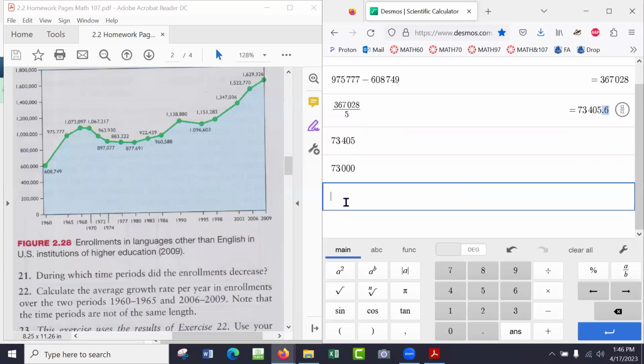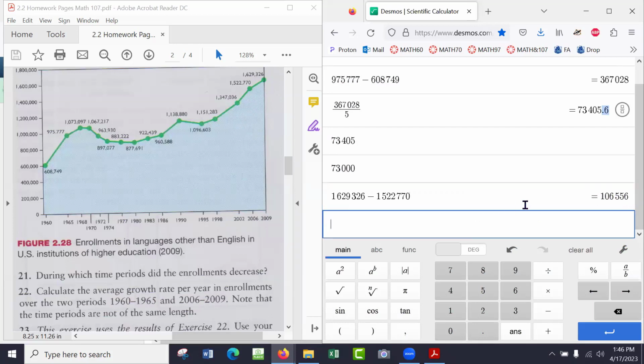And so we'll get that total increase. So we go 1,629,326, and then we subtract 1,522,770. So the total increase from 2006 to 2009 is 106,556. That's the total increase over the 3 years.